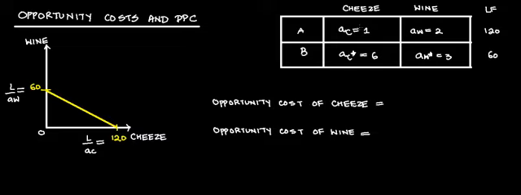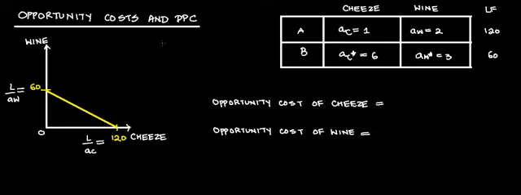Say AC is the unit labor requirement in country A to produce cheese. AW is the unit labor requirement in country A to produce wine. And these are the total labor force which is given to you. And this is the PPF. You can find out these two intercepts.